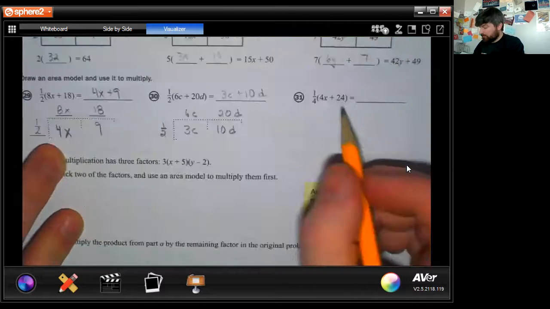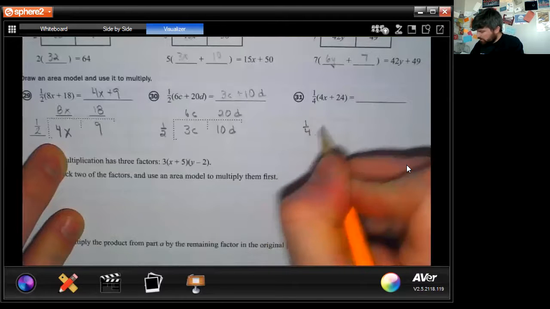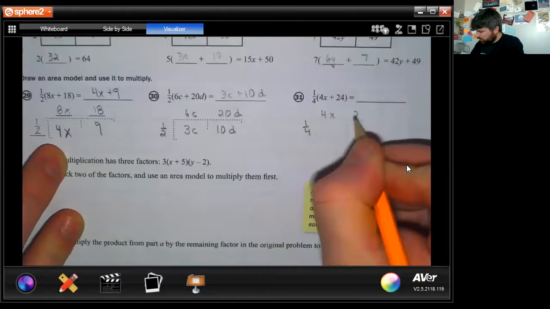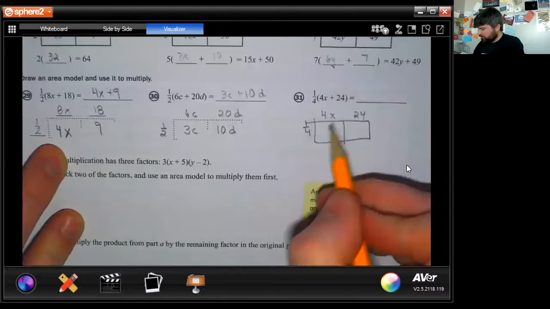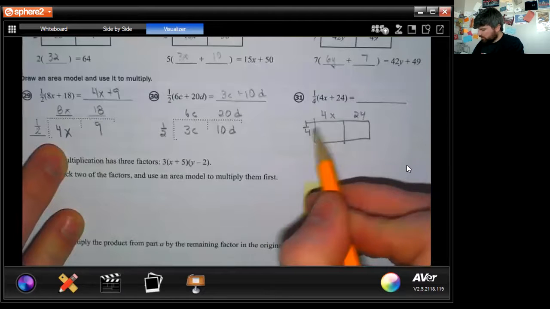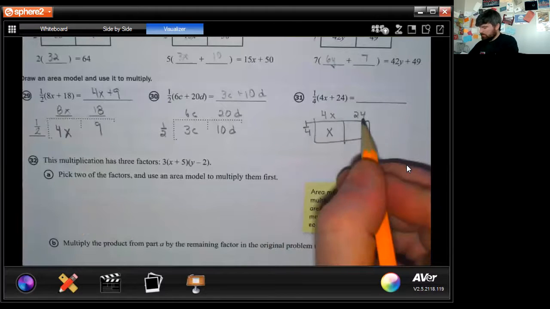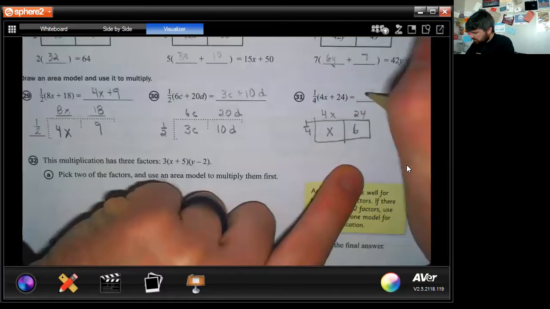Here we have a fourth. So that's 1/4, and then 4x and 24. We set up our own area model here. So 4x divided by 4 would just be x, and 24 divided by 4 would be 6. So you have x plus 6.